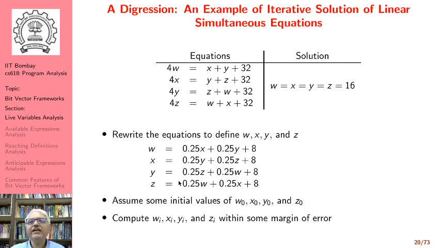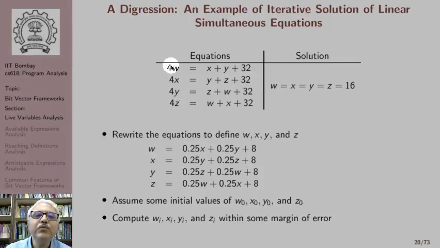So we will take a numerical example, which is easier to illustrate. We want to see how we solve this equation. We have a rather simplistic system of equations in w, x, y and z. We're saying 4w is equal to x plus y plus 32. Similarly, 4x is equal to the other two variables plus 32. 4y is equal to z plus w plus 32, 4z is equal to w plus x plus 32. And the solution is that all these variables should have value 16. That is the expected solution.